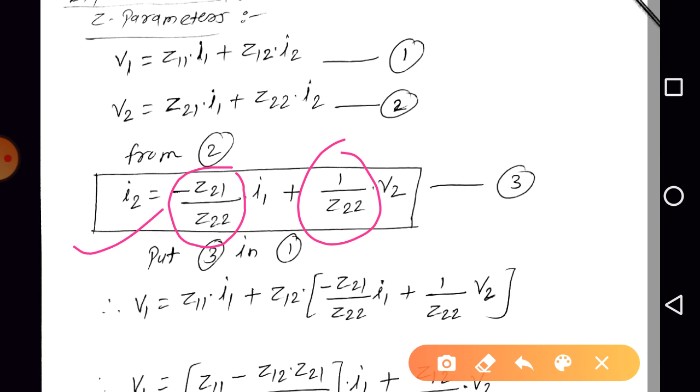Next, can we put this equation 3 in equation 1? Yes. If we put it, we will be replacing this I2 in terms of I1 and V2. So here it is V1, here it is I1, and we replace this with I1 and V2. We will get I1 and V2 at the right hand side and V1 at the left hand side. That is what we require: V1 in terms of I1 and V2.